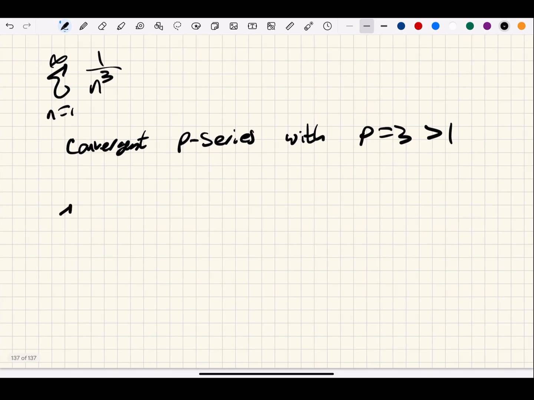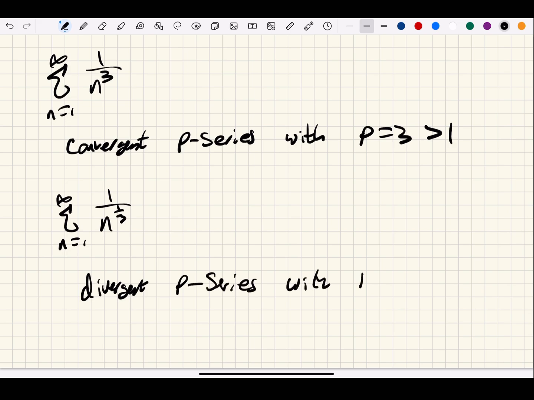What about this one? One over n raised to the 1/3. Well, I would say that that's a p-series too, but p is less than 1 here. So I would say this is a divergent p-series with p equal to 1/3, which is less than 1.